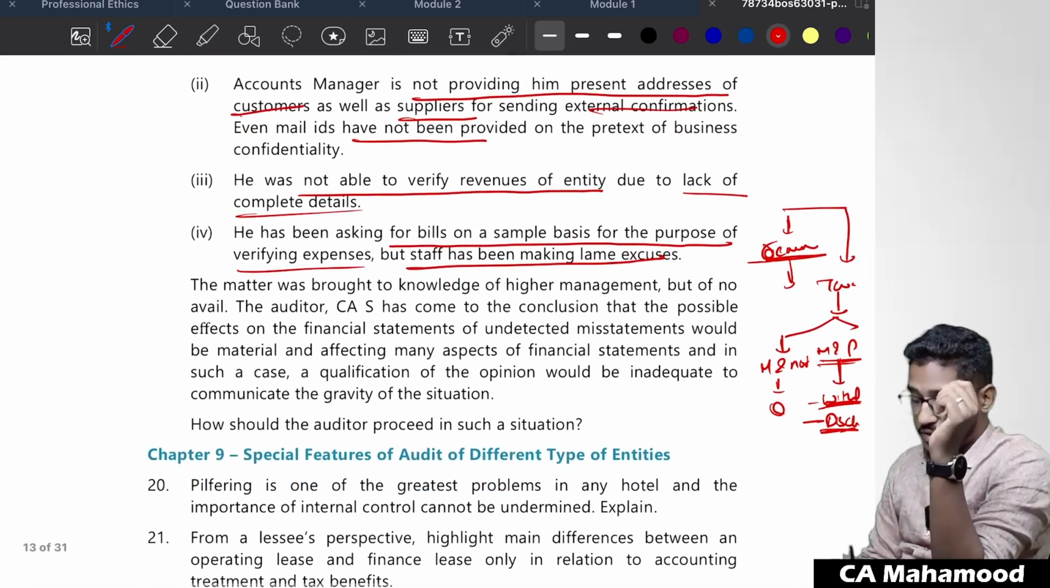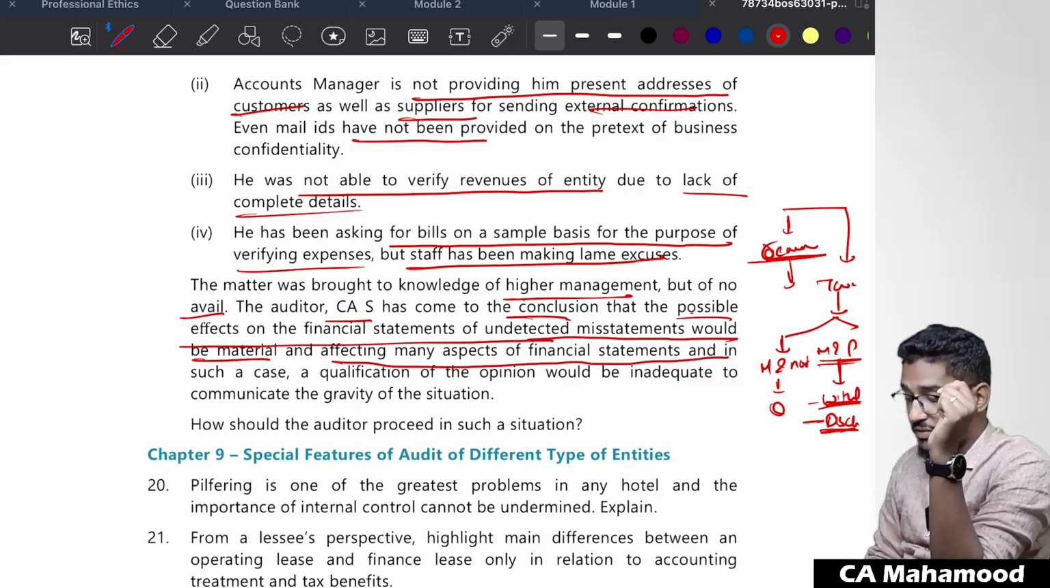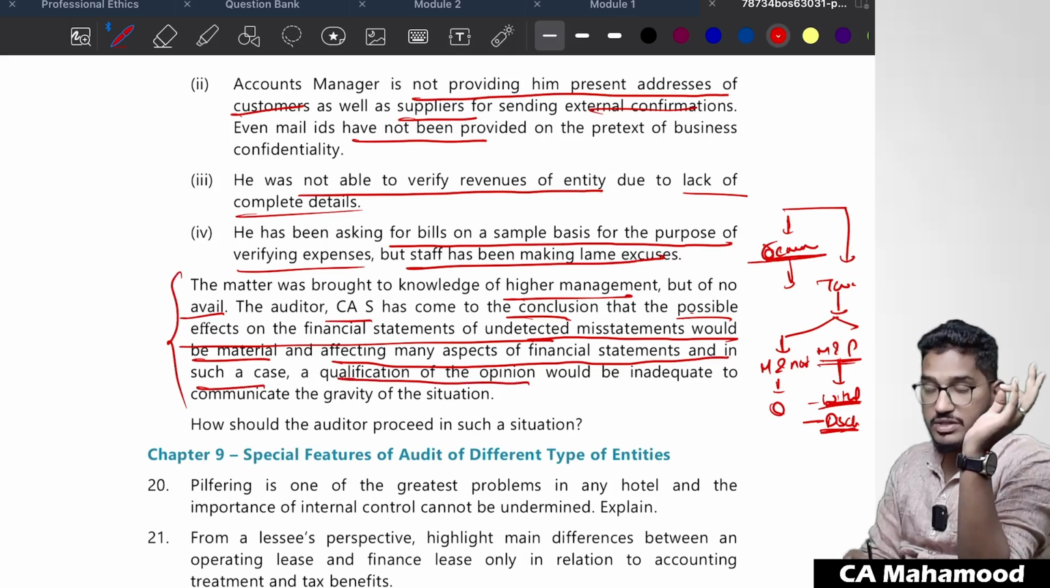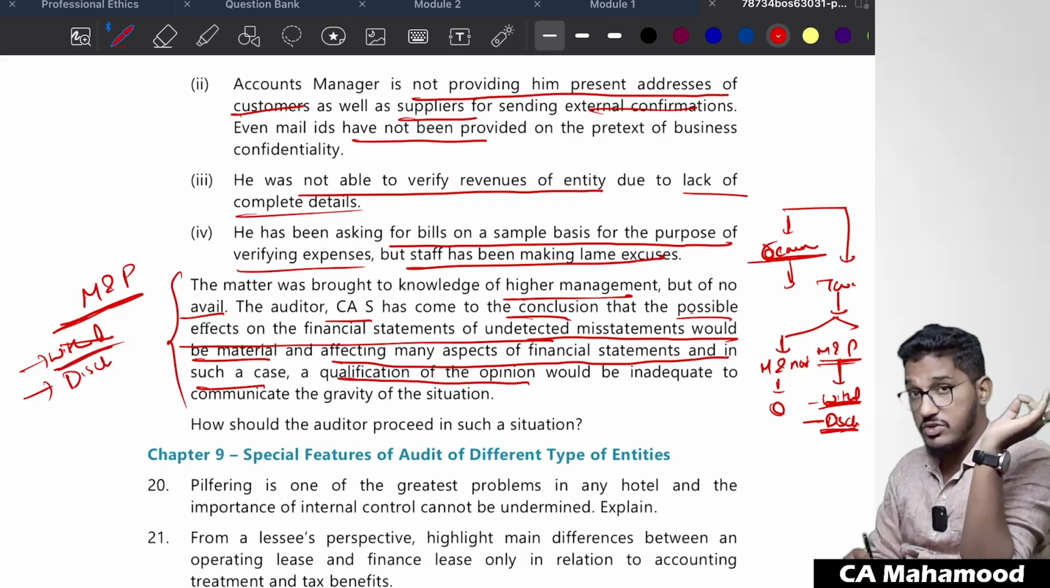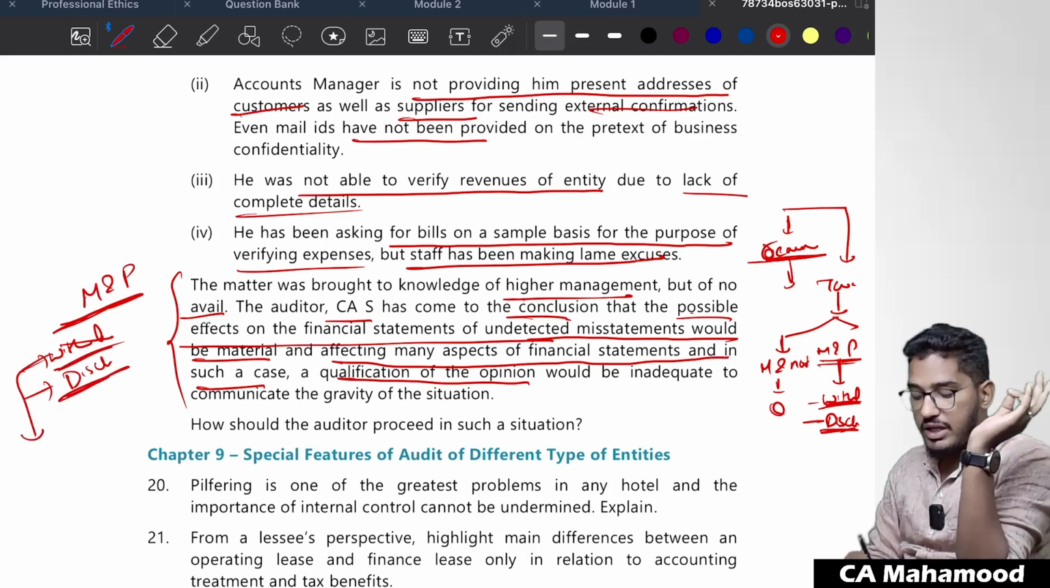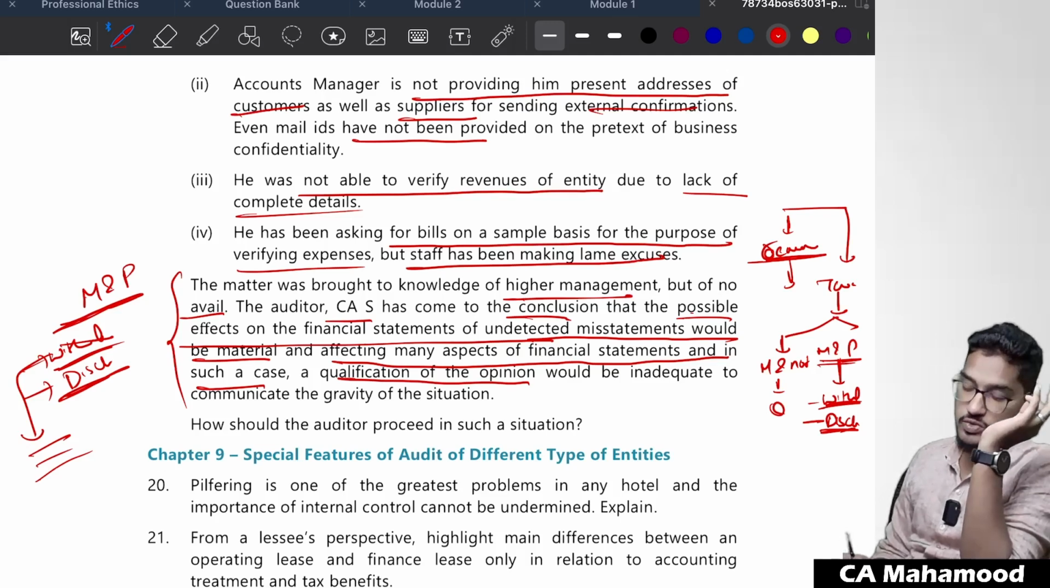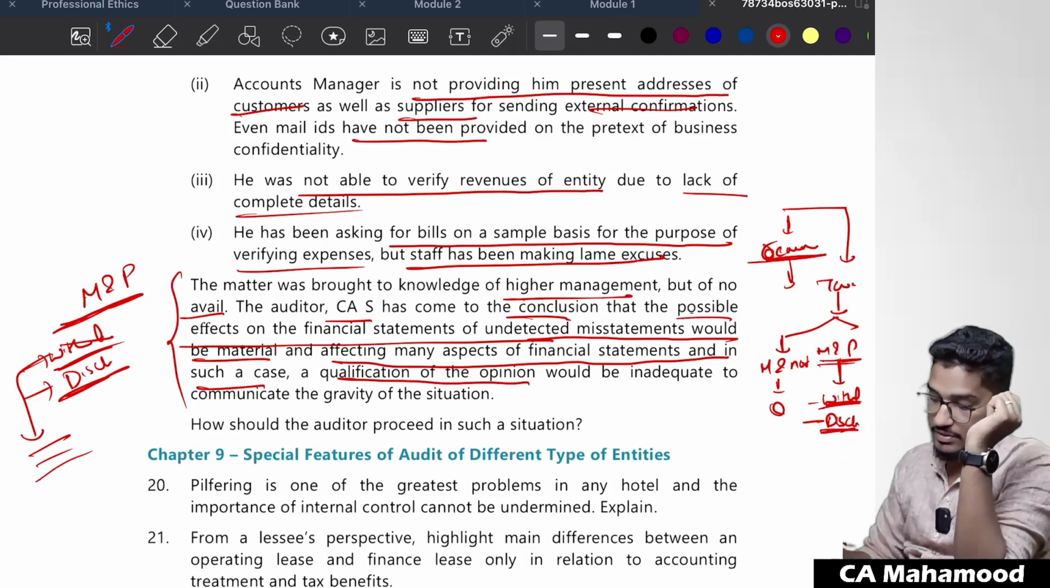If you read the further part of the question, the matter was brought to the knowledge of his higher management, but of no avail. The auditor CAS has come to the conclusion that the possible effects on the financial statements of undetected misstatement would be material and affecting many aspects of the financial statements, and in such a case, qualification of the opinion alone will not be enough. That means he found that the undetected misstatements are not just material, but also pervasive. In that case, to the extent possible, you have to withdraw from the engagement. If withdrawal is not permissible, then you have to give a disclaimer of opinion. The first option should always be to withdraw. And if you are withdrawing, communicate to the appropriate authorities the reasons for your withdrawal. So you have to write that paragraph. You can refer to the suggested answer.